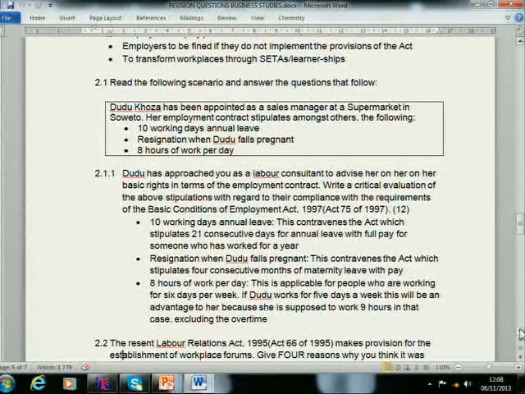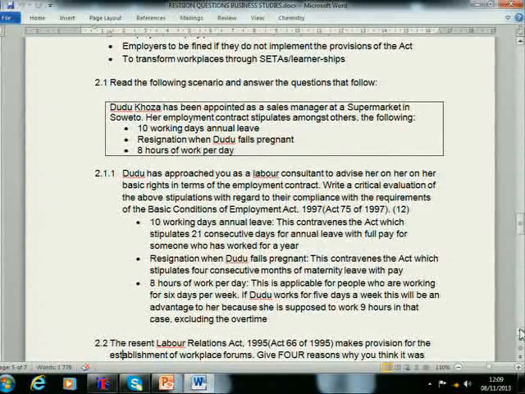10 working days annual leave. In the presentation, we said 21 consecutive days leave. But this one is 10. It means this is not fair. If it's 10 working days, it's not enough. It should be 21 consecutive days. In other words, this one contravenes the act.